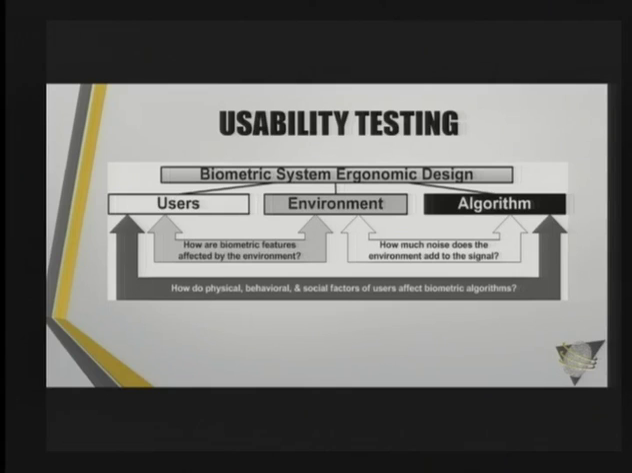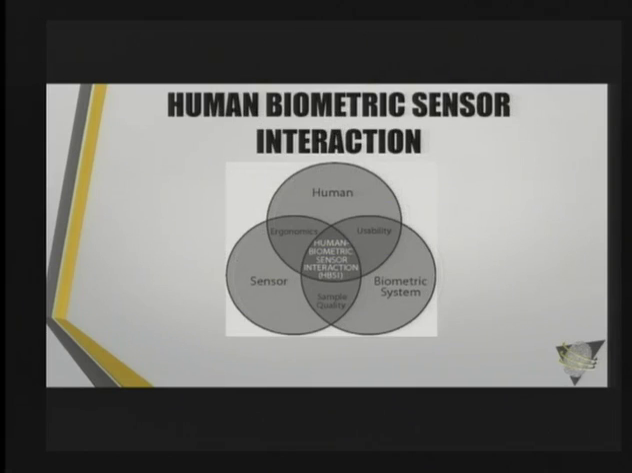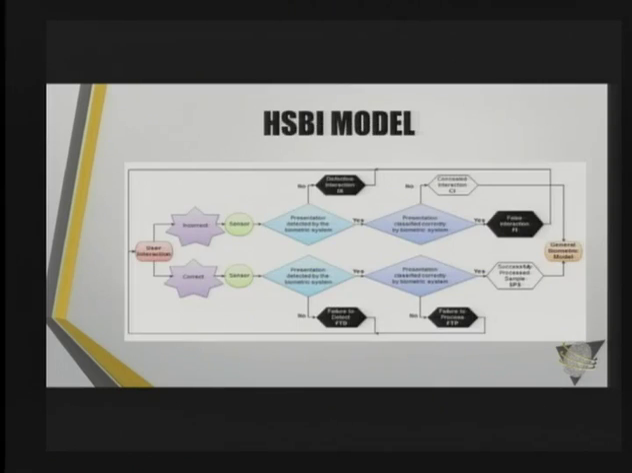And of course, we do have lots of challenges, right, with environmental conditions as well as noise and the like, and physical, behavioral, and social factors as well. And so we call this the human biometric sensor interaction. It's in the middle of all of those Venn diagrams there, the biometric system, the sensor, the human, with ergonomics, usability, and sample quality. And what we're trying to do is maximize performance. If we get that right, most of the other things will fall into place.